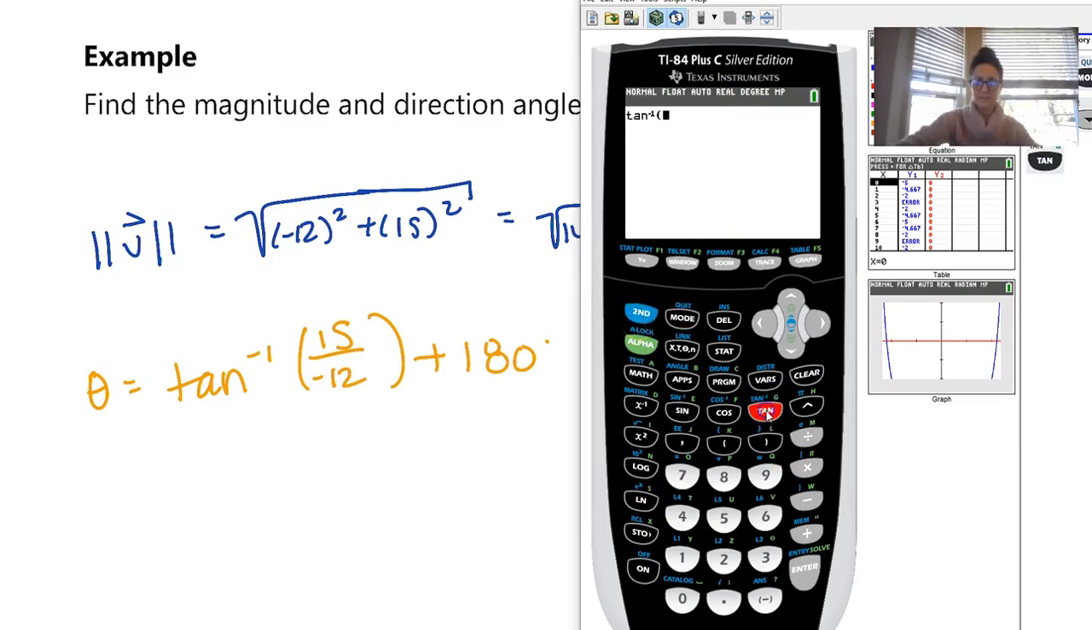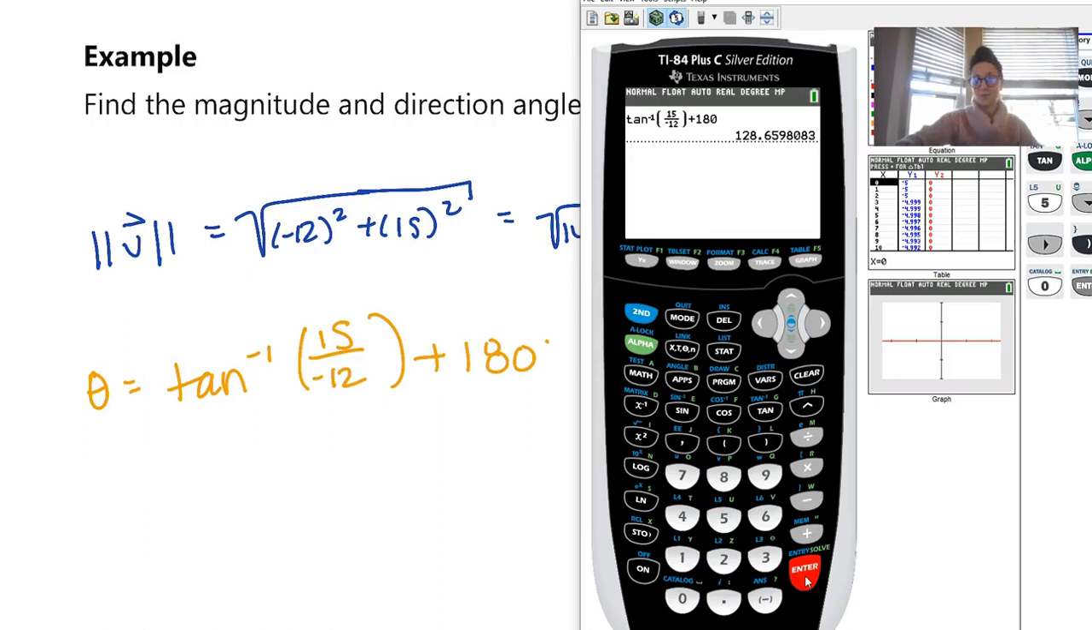All right, so we are going to go inverse tan. So second, tan. I'm going to go alpha y equals enter to grab my fraction if you like. And then we're going to have 15 in the numerator. Remember y over x. Negative 12 in the denominator. And then I need to make sure I adjust for my quadrant. So plus 180.